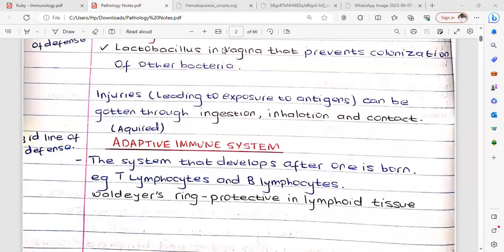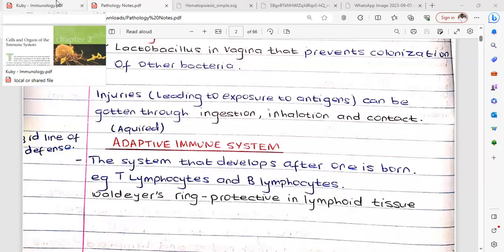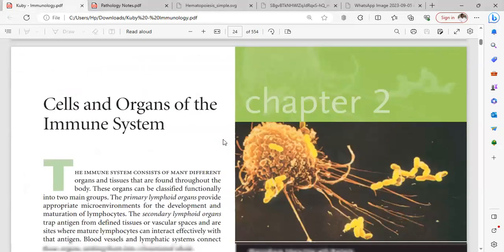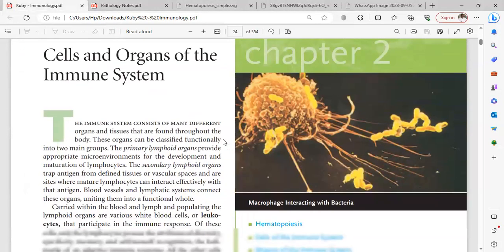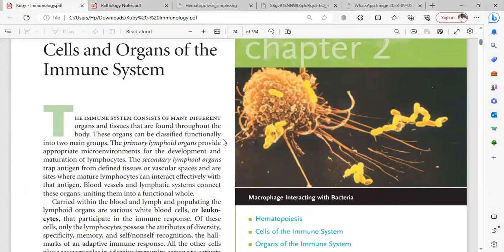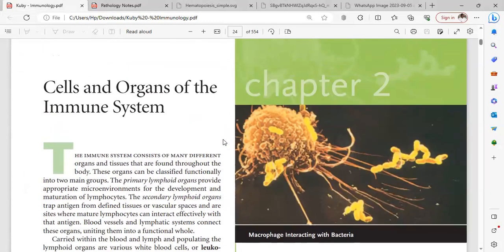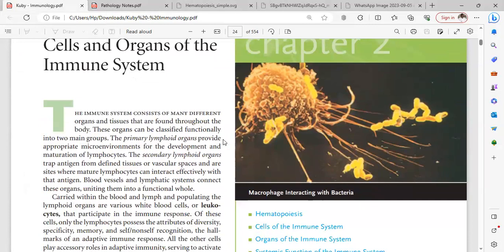So anyone else? So we'll go to chapter 2, which is basically the cells. We just deal with the cells of the immune system.